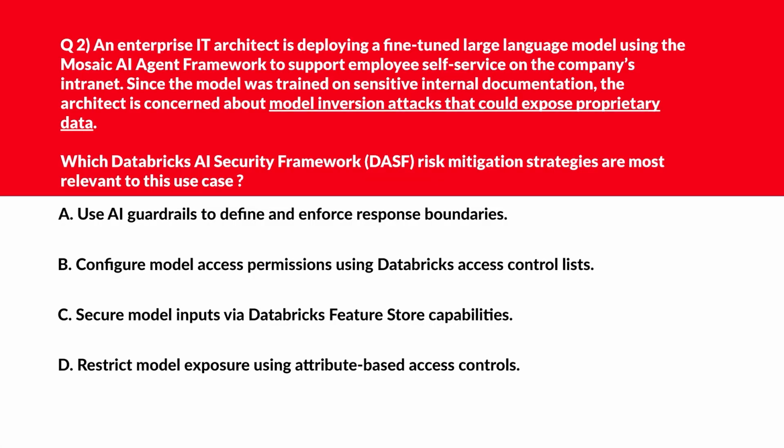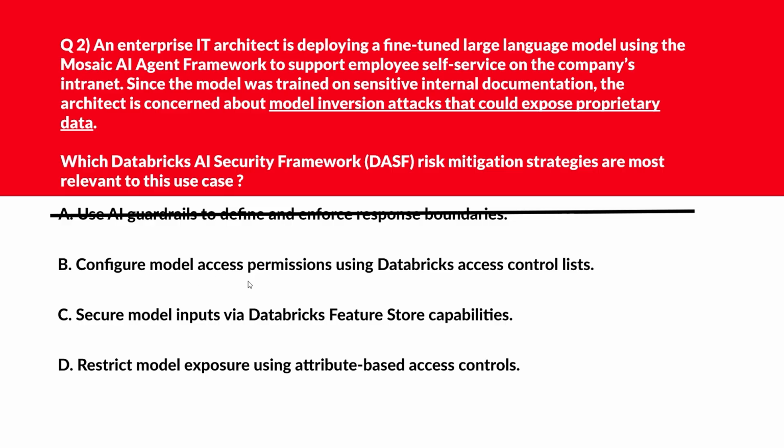Okay. This question will test your concepts on the Databricks AI Security Framework, that is DASF. Option A says use AI guardrails to define and enforce response boundaries. AI guardrails shape outputs but don't prevent backend access to the model. Wrong answer. Let's move to option B.